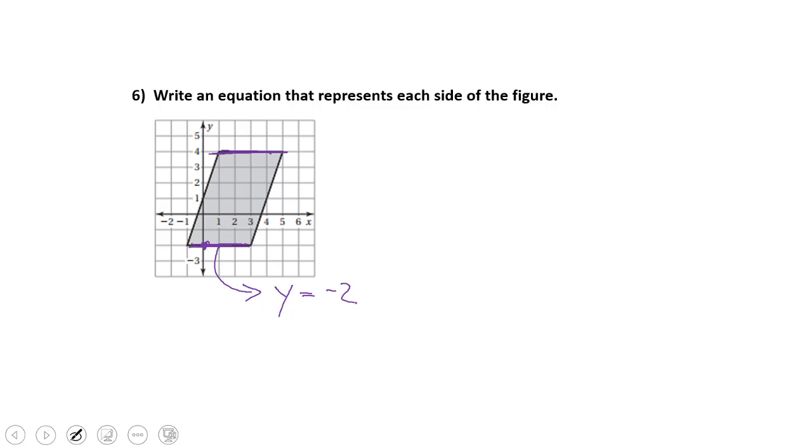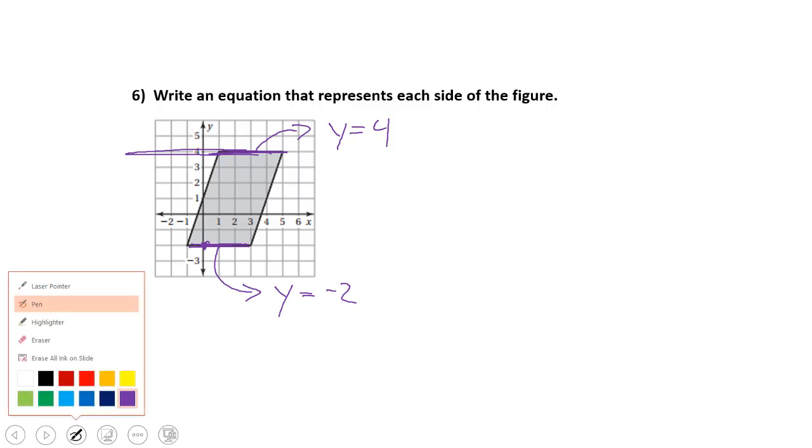If we go to the one at the top, it doesn't seem to cross the y-axis. So what would we have to do? We would have to actually extend that side, and since it looks parallel to me, and we know it's parallel when we write the equation, y equals 4. So those two purple sides are parallel, and both of them have equations of y equals because they are horizontal lines.